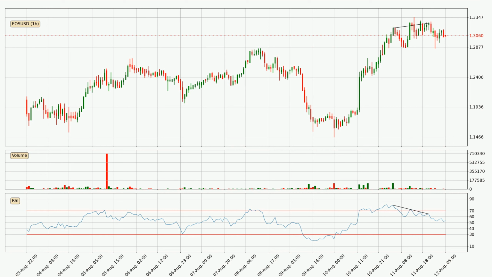If we now search for divergence in the hourly time frame, owing to a bearish divergence, the price could go down from now on or at least remain stable for the time being.